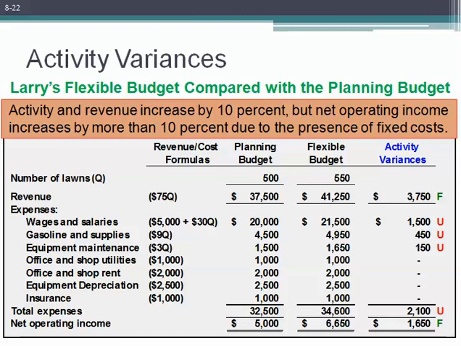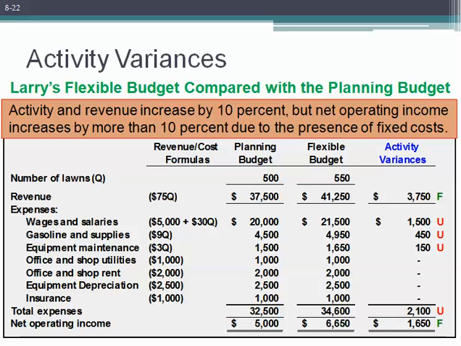Notice, our activity revenue increased by 10%, but net operating income increased by more than 10%. This is because some of our expenses, such as equipment maintenance, office and shop utilities, office and shop rent, equipment depreciation, and insurance, are fixed, and our fixed costs remain constant regardless of our level of output. And so our revenues went up by 10% when our activity increased by 10%, but our expenses went up by less than 10%, causing an overall increase in our net income.